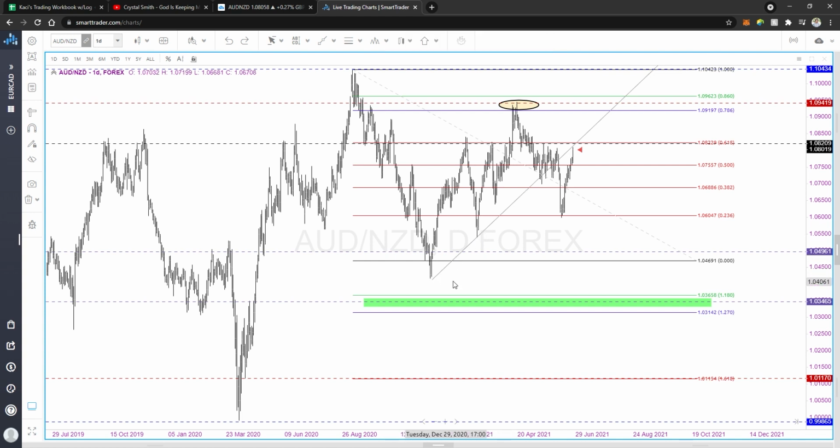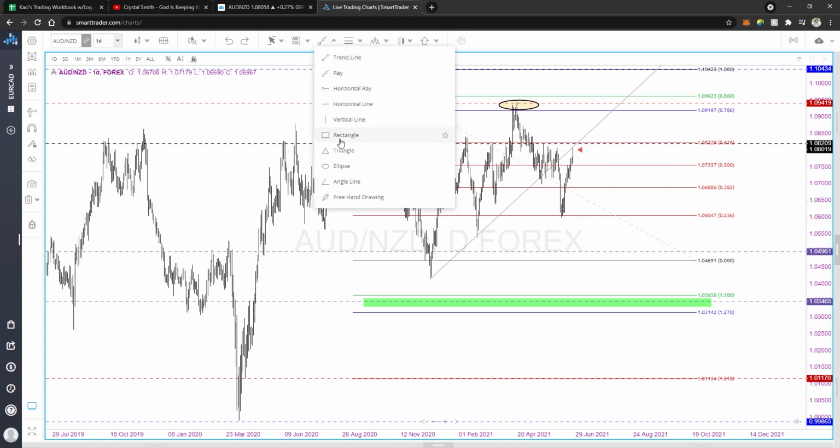So we've connected, and let me line this up just a little better. So we've connected swing low to swing low. And as we see, price broke through this downtrend line, and now it looks like it's retesting. So this to me looks like a potential great entry for a buy.